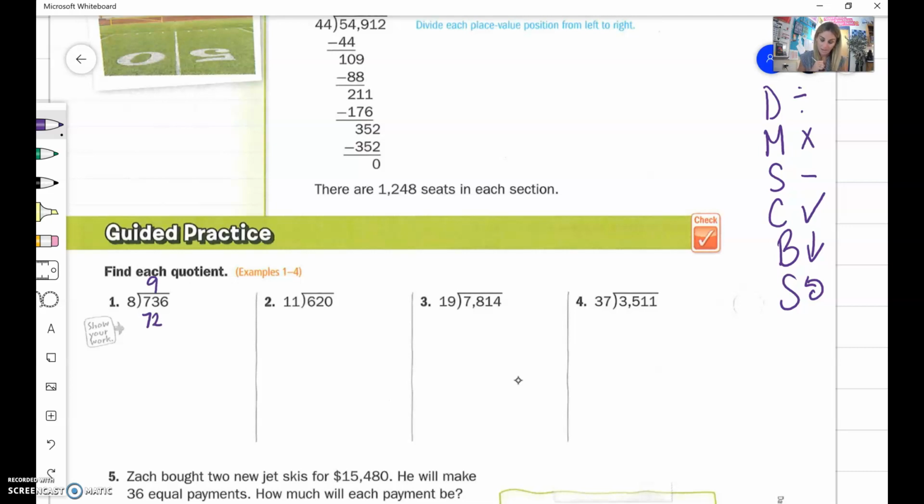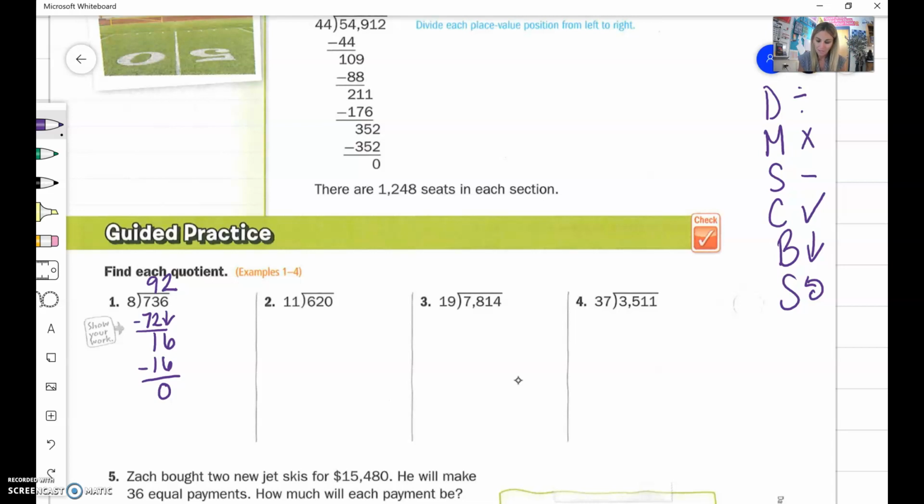So I've now multiplied because I've divided. Then I took 9 times 8 to get 72. I subtract. 73 minus 72 is 1. Bring down the 6, and now I'm left with 16. So 16, and I'm going to divide it by 8. How many groups of 8 can I make? I can make 2. 2 times 8 is 16. I subtract, and I'm left with 0. I have no remainder. I have no other numbers to bring down. I'm done. Okay? All right, let's move on to number 2.